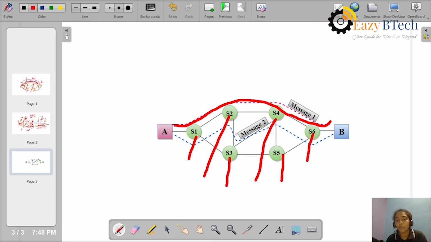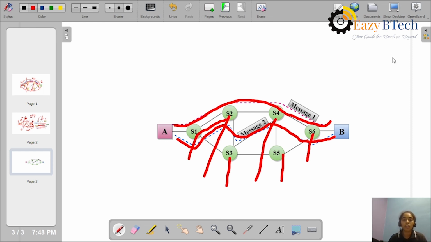Here the first message will be sent by using four circuits, S1, S2, S4, S6. By using these circuits we send the first message. After this we send the second message, and it will take another path, right? See here, it will take another path. So a different path, a dynamic path, it will choose. And the best example of message switching is SMS. So this is about message switching.